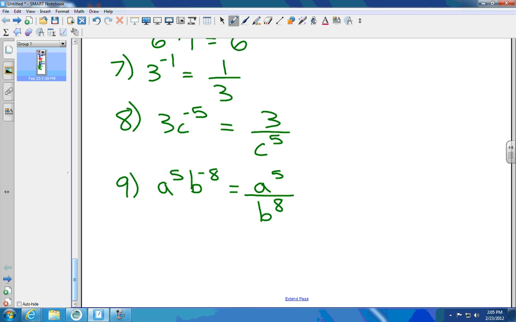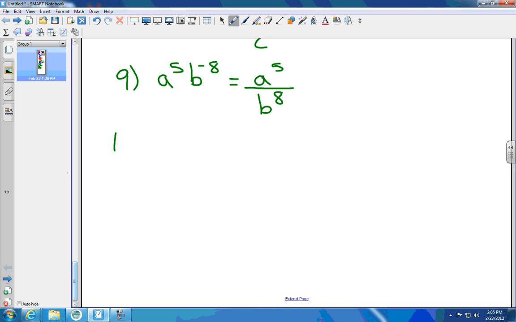Number 10, 1 over 2x to the negative 3. So what's being taken to the negative 3rd? 2x, because it's in the parentheses. So how do we make the 3 a positive? What did we say is being taken to the negative 3rd? So then that whole thing has to be moved. So it's 2x to the positive 3rd.